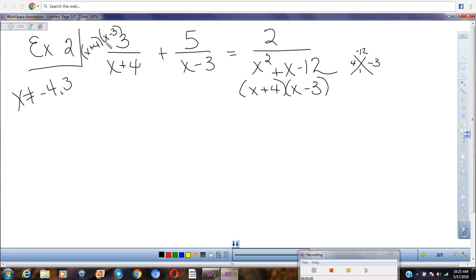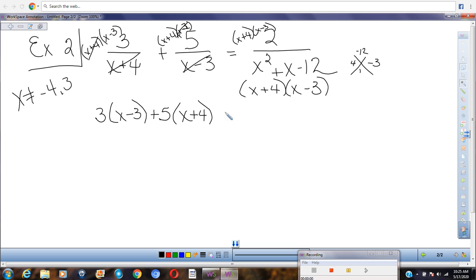Now, technically, we're going to multiply x plus 4 times x minus 3 to everything, all of them. In the first one, the x plus 4's cancel as we clear the fraction. It leaves us with this 3 times x minus 3. Plus, here the x minus 3's cancel, and we have 5 times the x plus 4 equals. And here the x plus 4's cancel, the x minus 3's cancel, which leaves us with 2 on the right-hand side. Now we solve the equation.